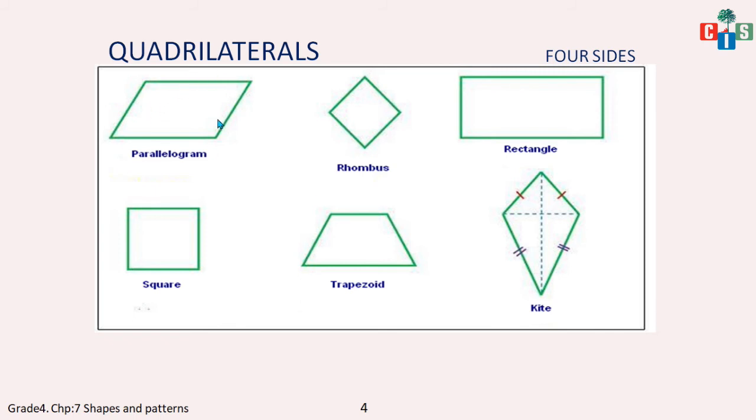Okay. This is also having 4 sides, but it is known as a parallelogram. This is having 4 sides, it is known as a rhombus. This is known as a trapezium or trapezoid. Okay, this is also having 4 sides. And a kite is also having 4 sides. So any closed figure that has 4 sides, what is it called? Quadrilaterals.